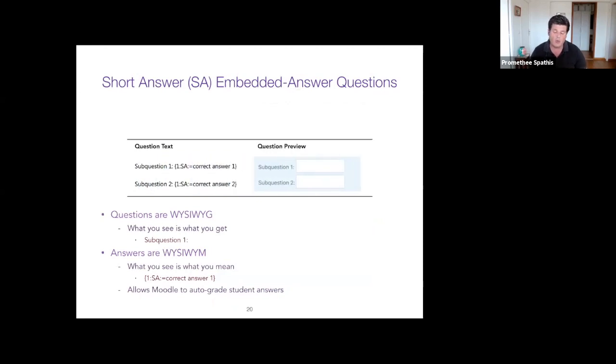So here I have the question, right, which is plain text. But then for the correct answer, I need to use some specific markup text to indicate what is the correct answer. And Moodle is even going further because you can even provide partially correct answers, the wrong answers, and then put the right points depending on what type of answer was provided by the students.